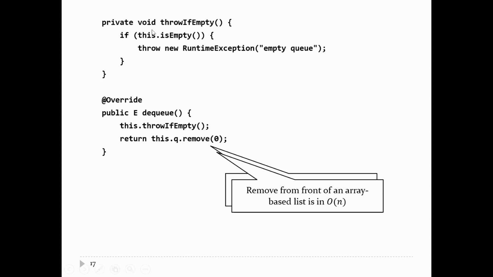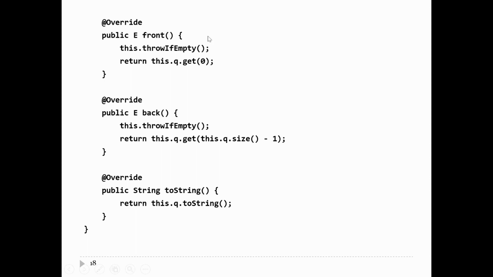Throw if empty is just a method that checks if the queue is empty and throws an exception if it is. So you can't dequeue an empty queue; throw an exception if it's empty. What about front? Front just returns the element at the front of the queue. If there's no element, throw an exception. Back simply returns the element at the back of the queue. If the queue is empty, throw an exception. ToString is pretty easy if you use a list, because you can just call the list version of ToString and get the list representation as your string. So it's pretty easy to implement with a list.